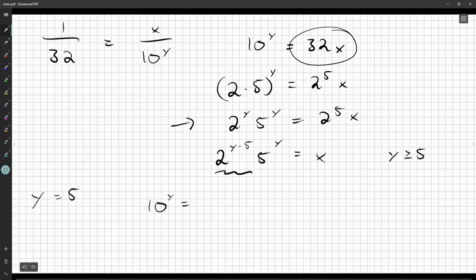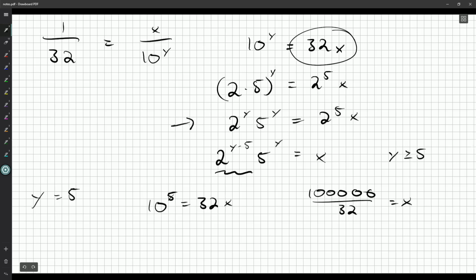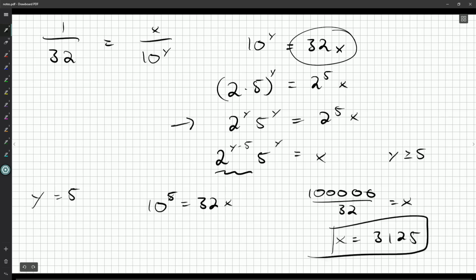So 10 to the 5 should be 32 times x. Okay, so x should be 100,000 divided by 32. And you can grab your calculator to work that out, or you could say, well, it's going to be 5 to the 5, and that should be 3,125. Either way, you're going to be fine there. So we can get x is 3,125, and we wanted the smallest value of x. That's the one that's going to do it for us. 5 to the power of 5.